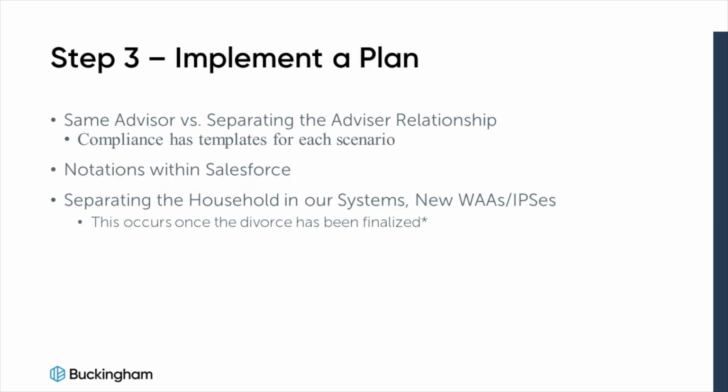The final step when a client informs you of an intention to divorce is to implement a plan. Do they wish to have the same advisor versus separating the advisor relationship, making a notation on Salesforce of this plan going forward? And then once the divorce has been finalized, you will need to create a separate household for each spouse and get new wealth advisory agreements and IPS for each spouse.